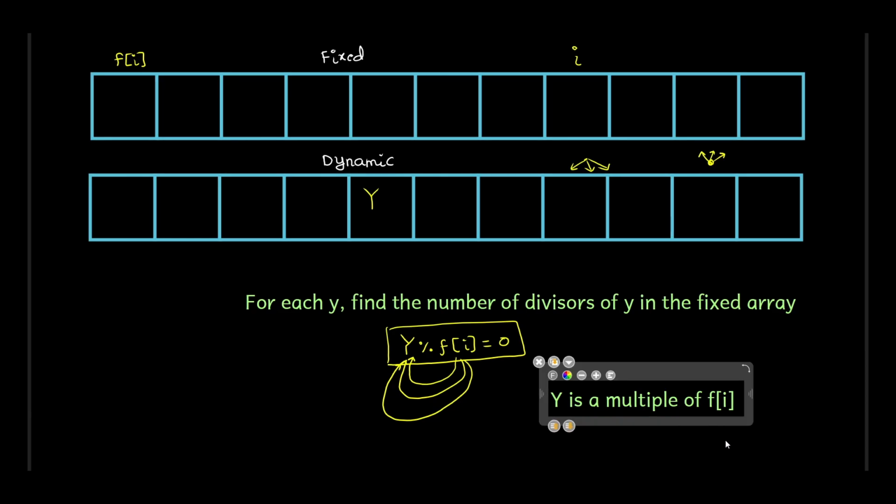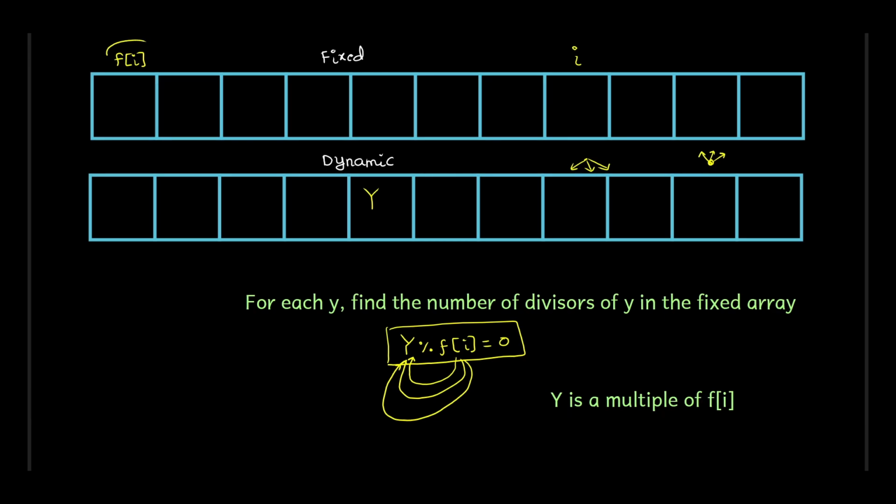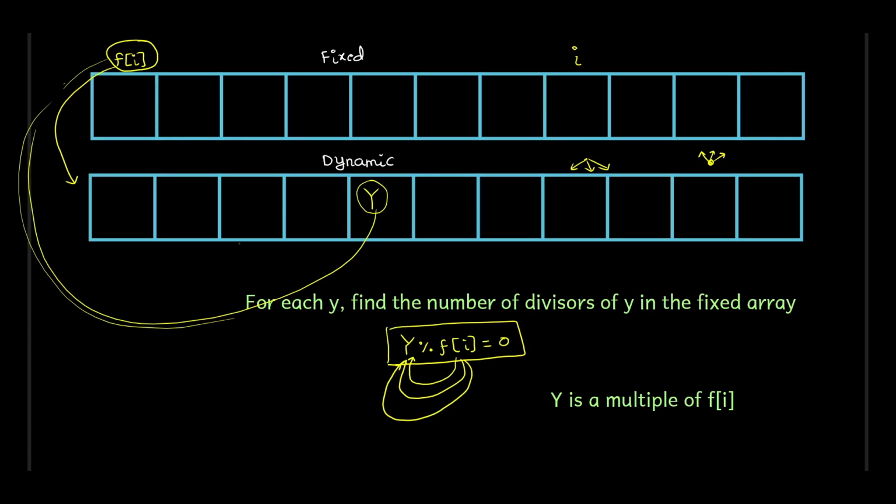So if you go by this line of reasoning, you can see that if you instead started out with f of I, then for each f of I, you can iterate over all of the multiples of f of I in the dynamic array and increment their counter by 1, because in the reverse lookup, this element y will have to look up this f of I. So why not do it the other way around? Let's not worry about the time complexity first. Let's focus on the correctness.